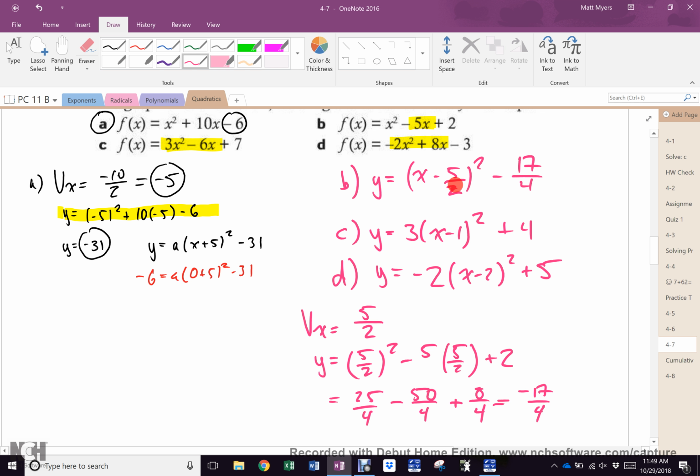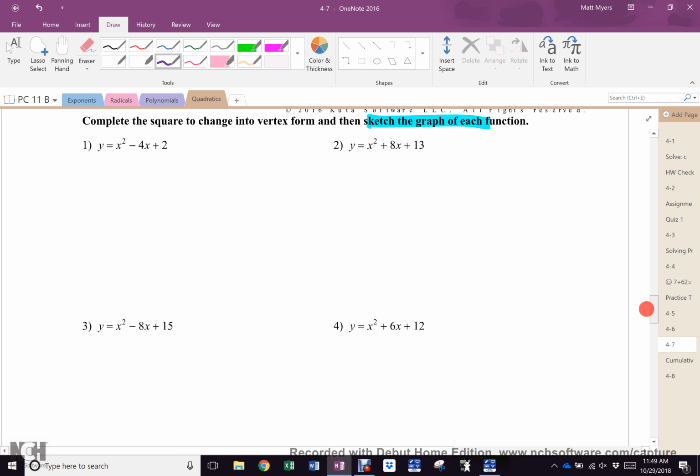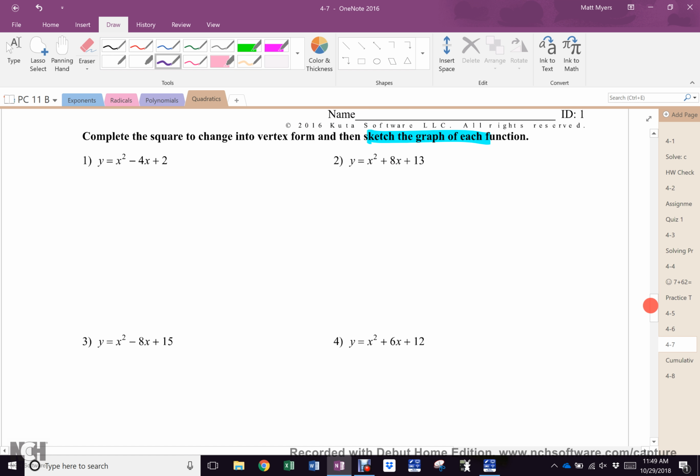Yeah? I should have done that a different color. Sorry. That's B. Anything else from that page? Sweet. Remember, I said I didn't care if you completed the square or you used the other move.